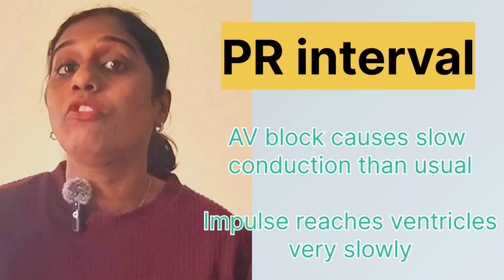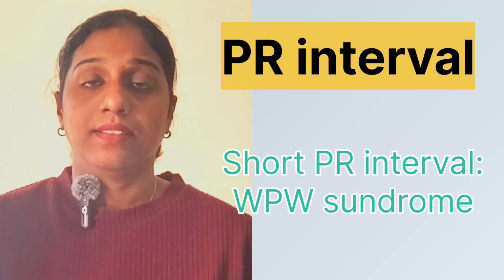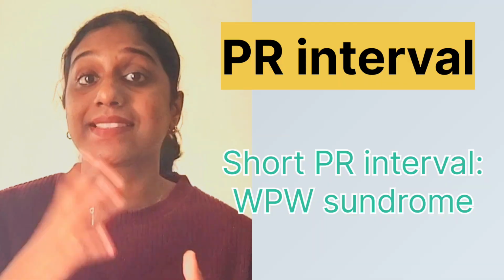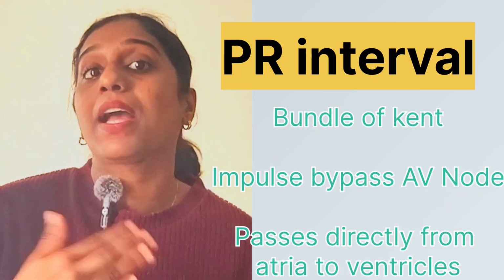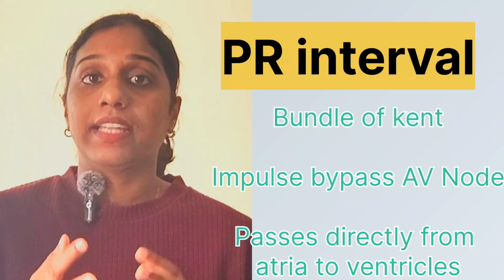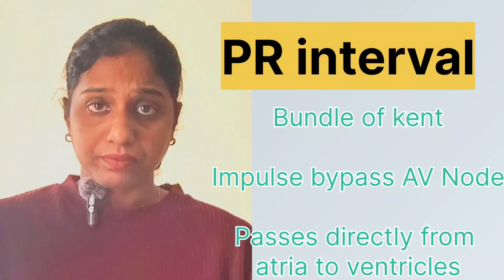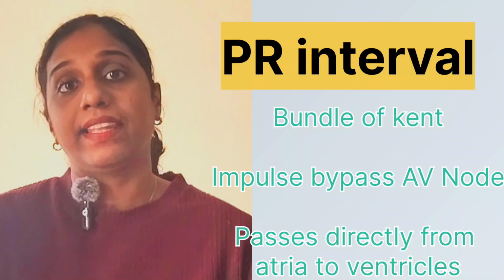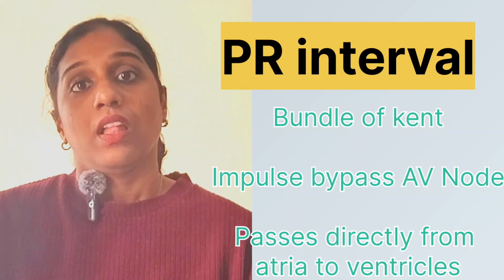But in case of Wolff-Parkinson-White syndrome, we will get a short PR interval. That is because in WPW syndrome, there is an accessory pathway called the bundle of Kent, and the impulse bypasses the AV node. So the impulse reaches directly from the atria to the ventricles. So there is no delay in the AV node. So we will get a short PR interval. So that's all about the PR interval.